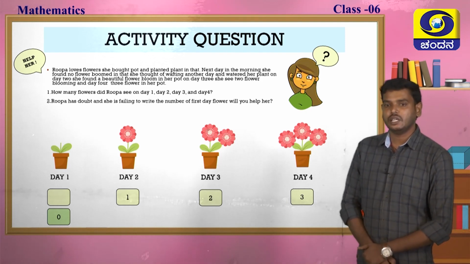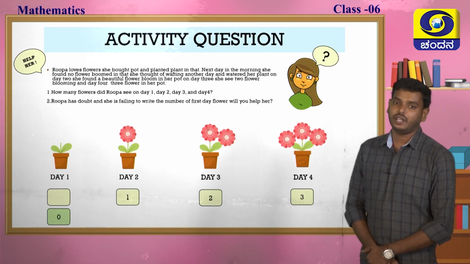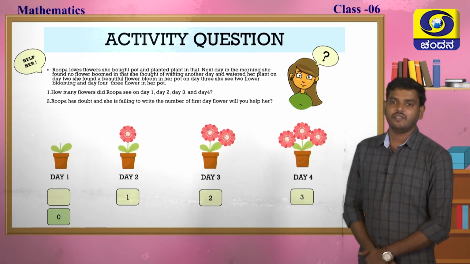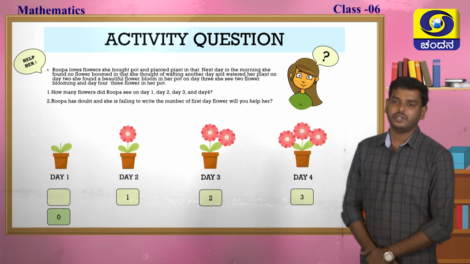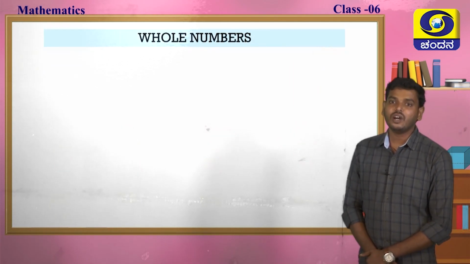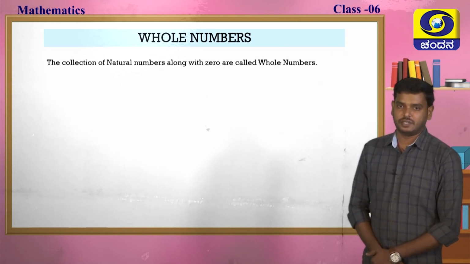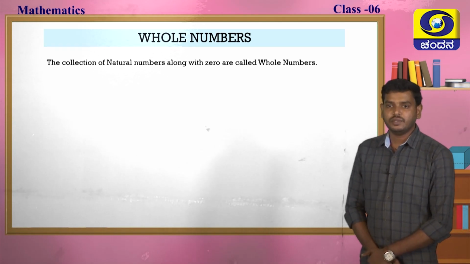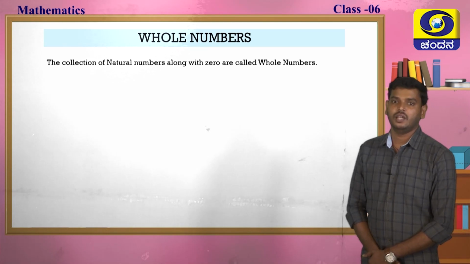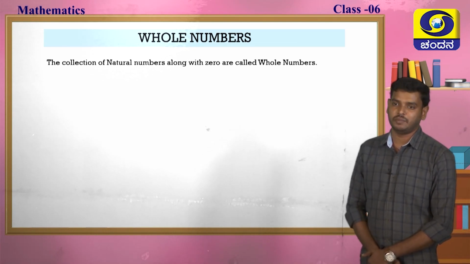Then what about the 0? What are we going to call the numbers starting from 0? I hope you have got my point, children. That is the thing we are going to learn in this particular chapter in detail. Okay. That is what whole numbers are. Got it? Whole numbers. The collection of natural numbers along with the 0 are called whole numbers.